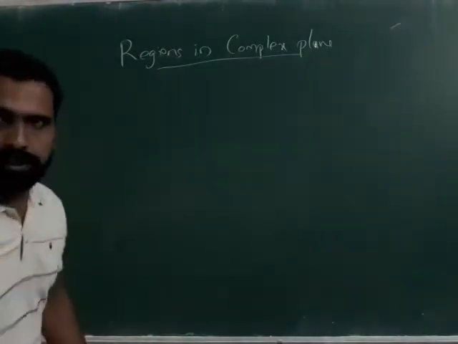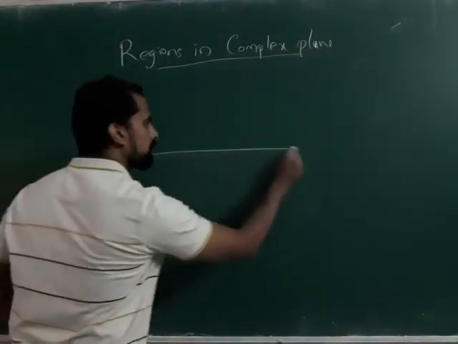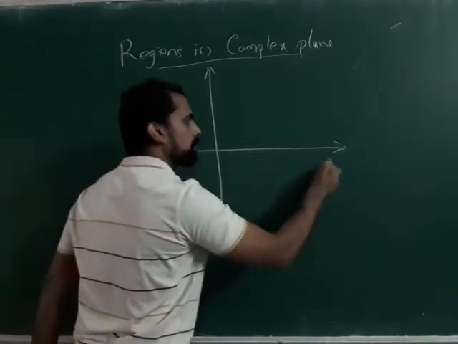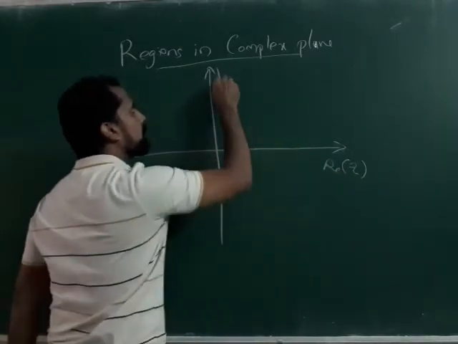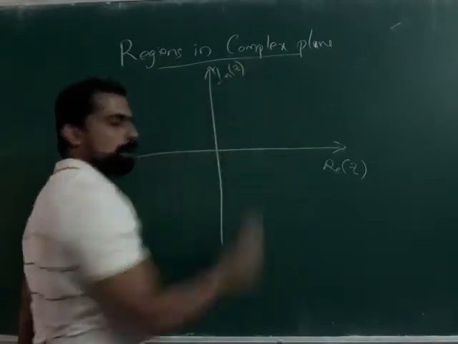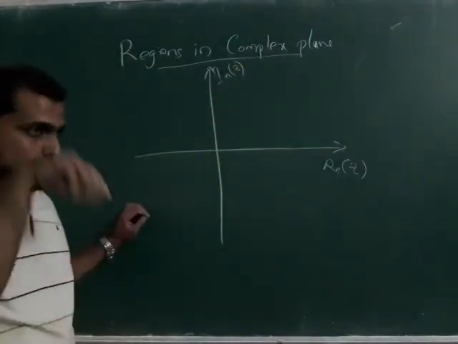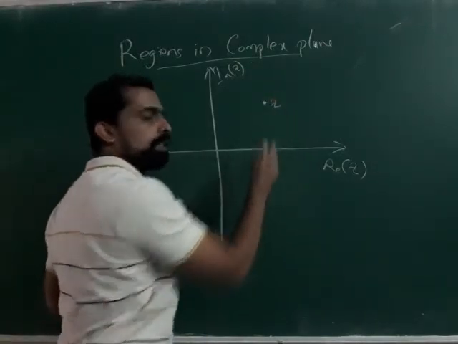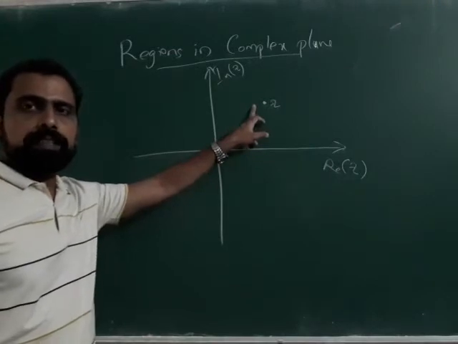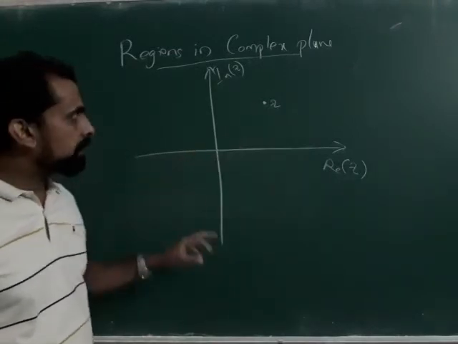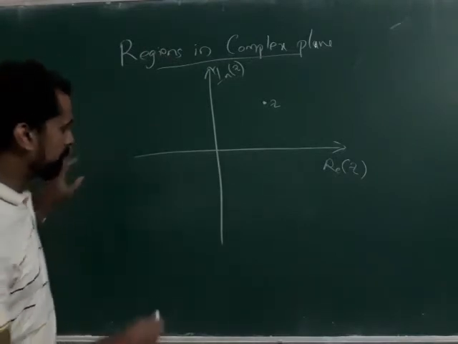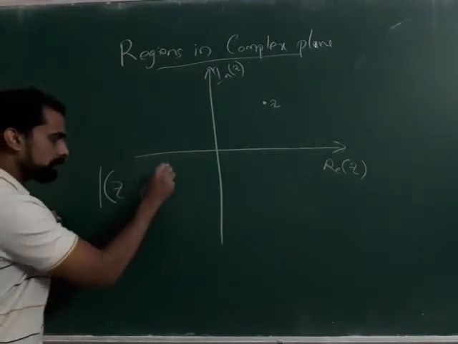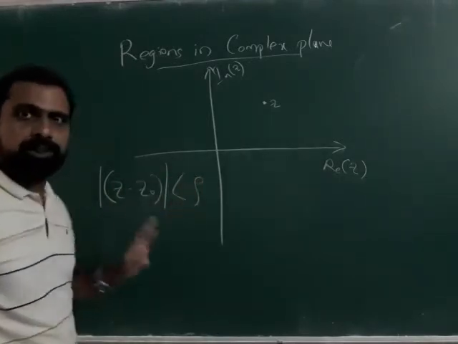In the complex plane, you have a real axis and an imaginary axis. Now you have a point Z here, and I am defining in the same fashion as in the real case. That is, I am taking mod Z minus Z0 is less than some rho. So what does it mean?